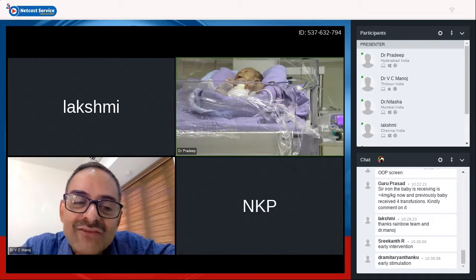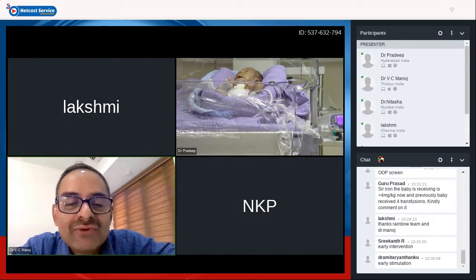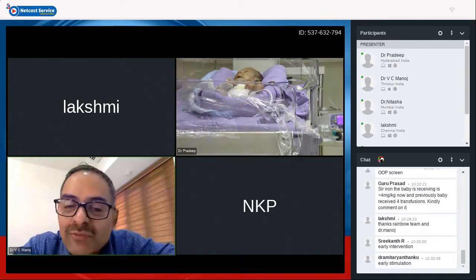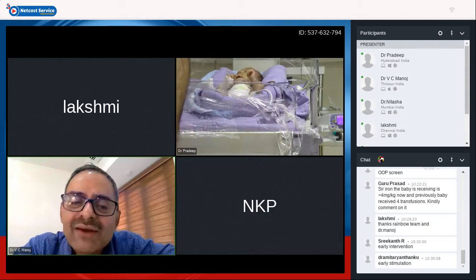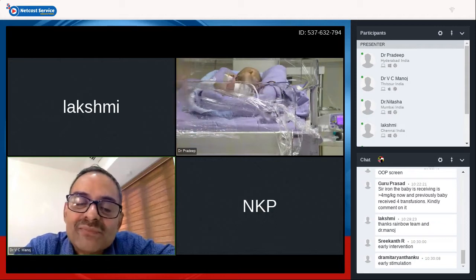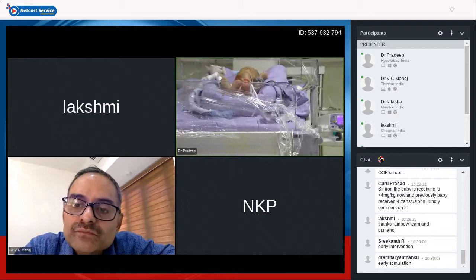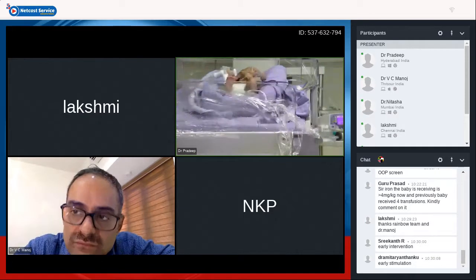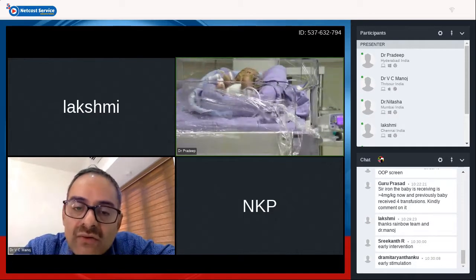What are the advantages of expressing milk first and then putting the baby to breast and then giving the expressed milk by Paladai to the baby? Any advantages of this concept? Because it will also give the hind milk for the baby for the required calories and fat content.